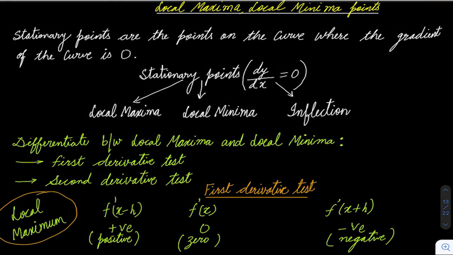In the previous video, we saw how to find stationary points. Today we will see how to find the local maximum and local minimum points. As we discussed in the previous class, stationary points are where dy by dx is 0.